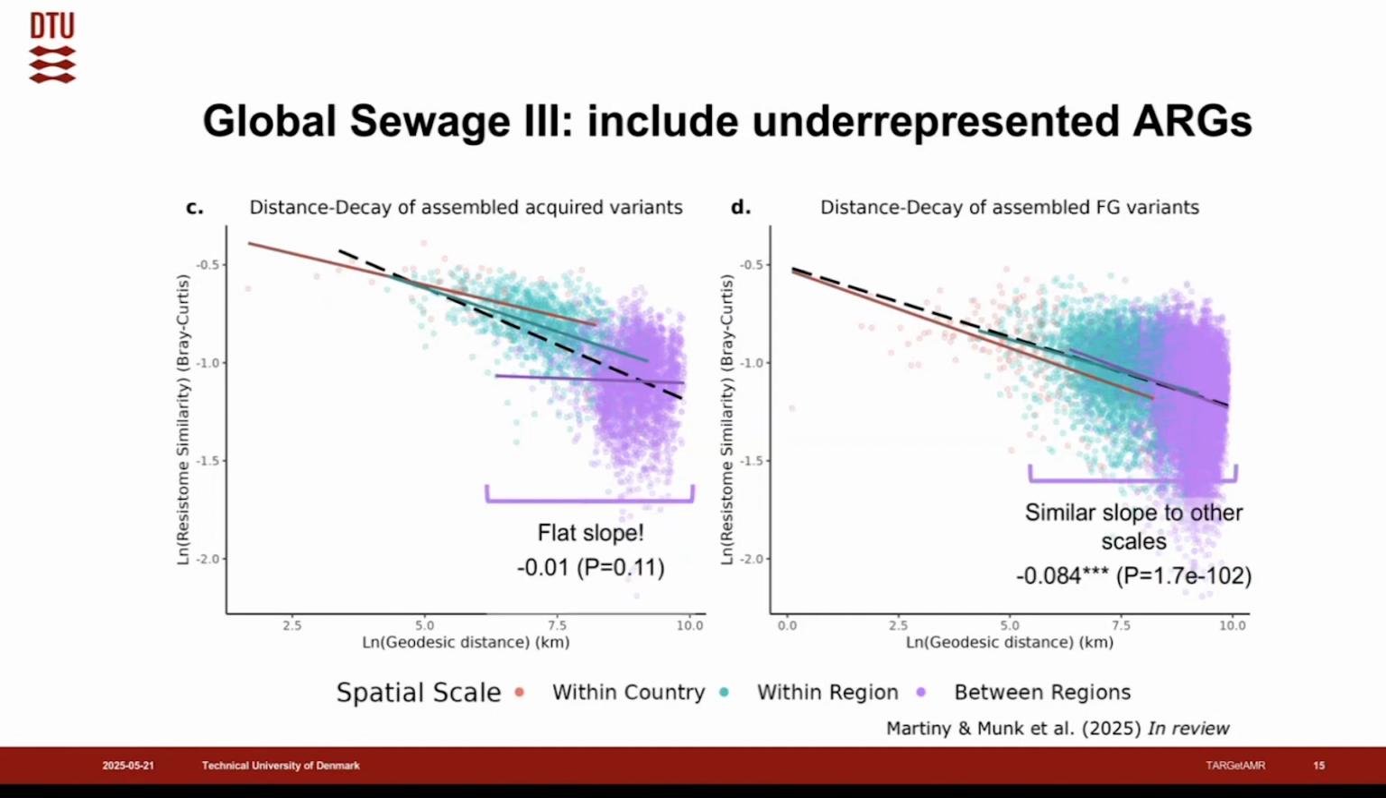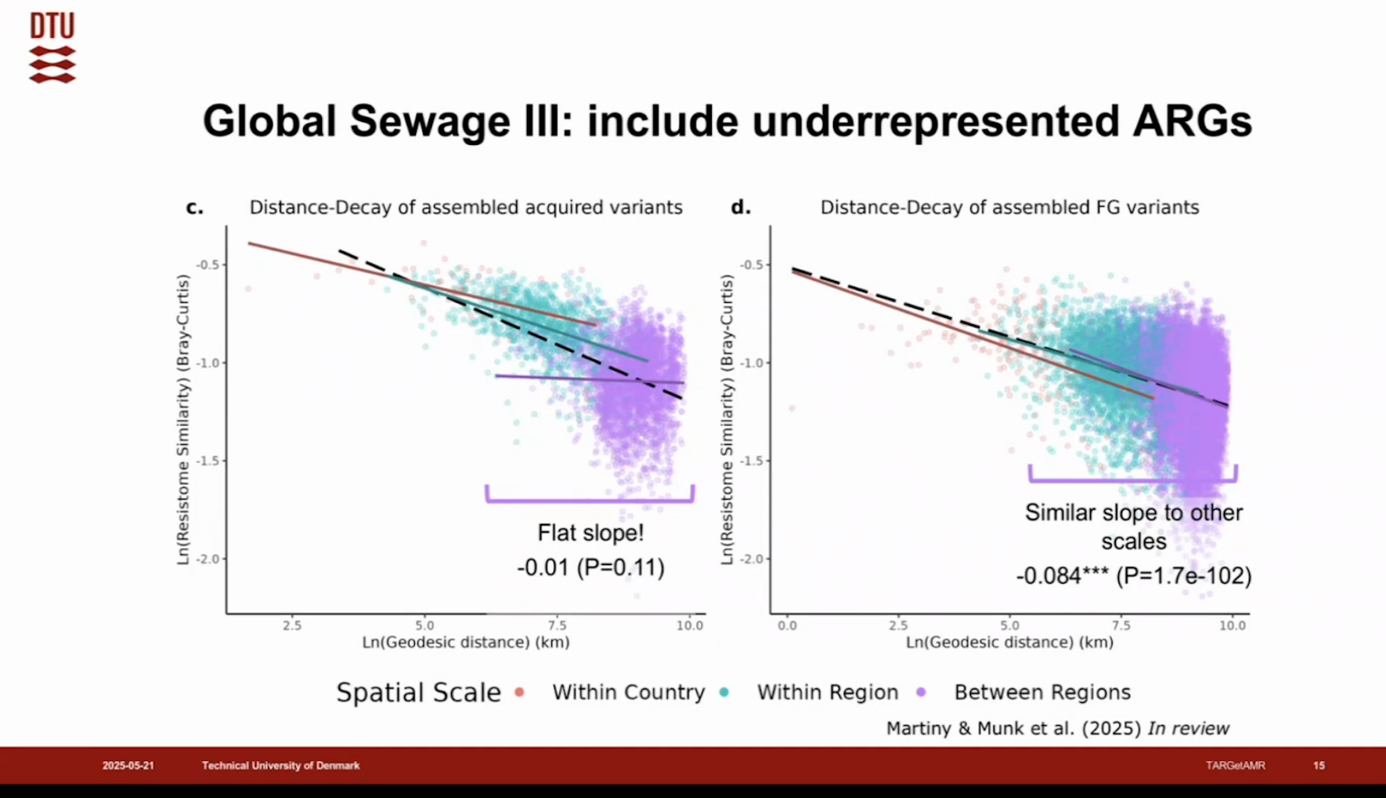But when we look at different spatial scales, so whether the gene is just spreading around inside a country, inside a region, or between regions, then we can see that once the ResFinder acquired genes are outside the region they have come from, the slope is just flat. So it suggests really that once outside a world region, the acquired resistance genes just spread everywhere. Whereas for the FD variants, distance decay just continues to decrease in similarity.